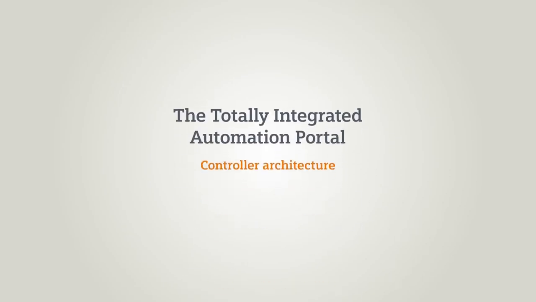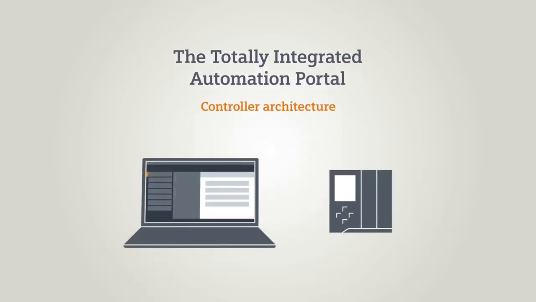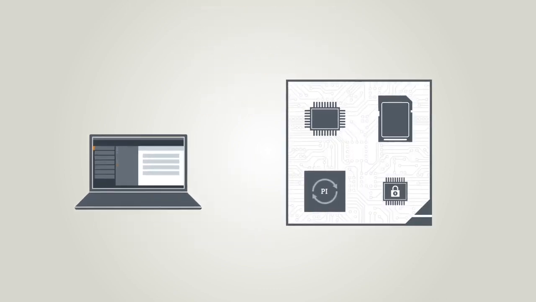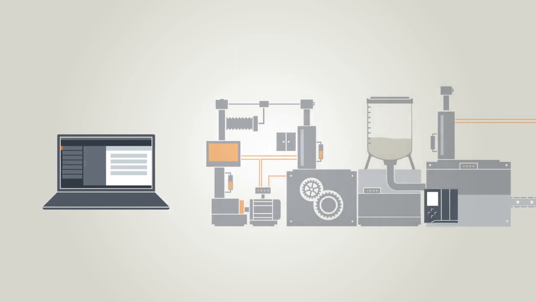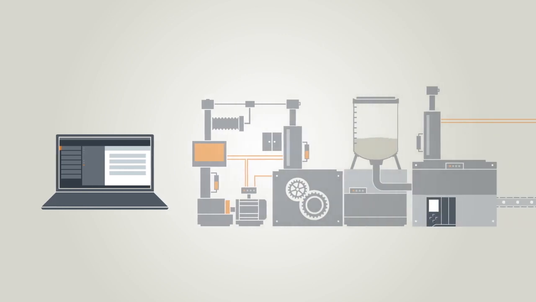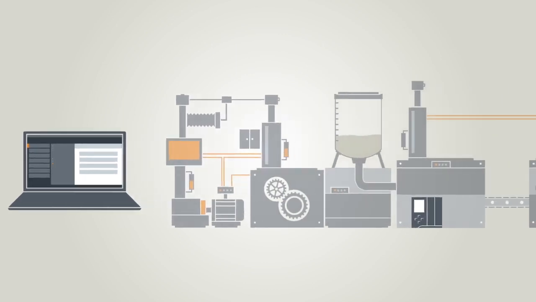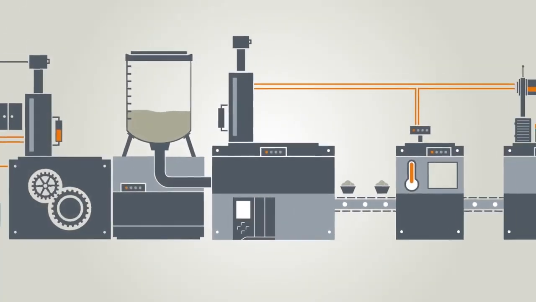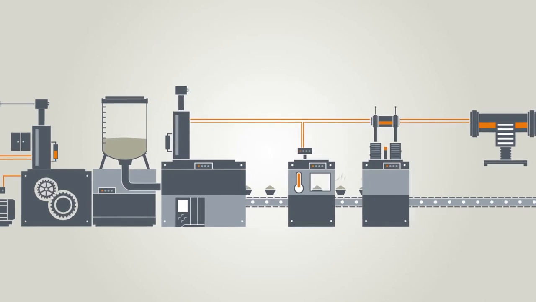This chapter talks about the basic operation of a Siemens controller and about how the various memory areas are organized. A controller is the core component of every automation system. It ensures the smooth operation of production machinery, manufacturing systems, and technical processes.